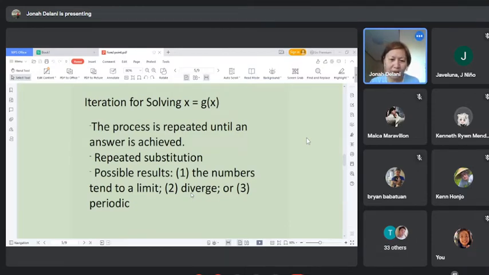Or the number would be periodic. Balik-balik. For example, if I substitute 2, ang result, 1/2. If I substitute 1/2, ang result 2. Pag puli-puli ra sila, ilhang value, then it is called periodic. The objective here is to find the fixed point where the number would tend to a limit.